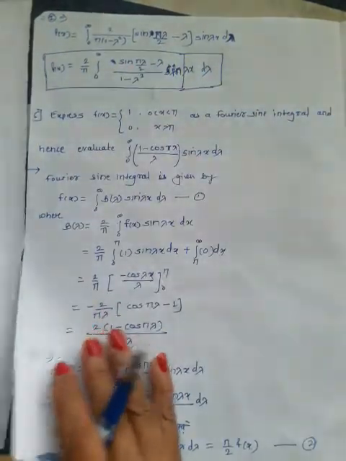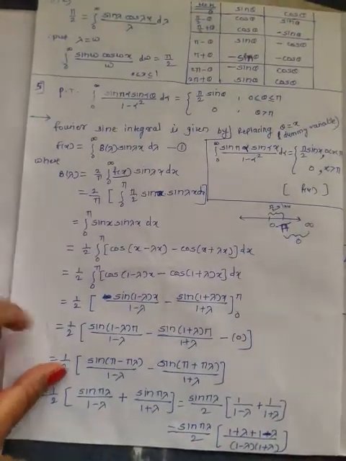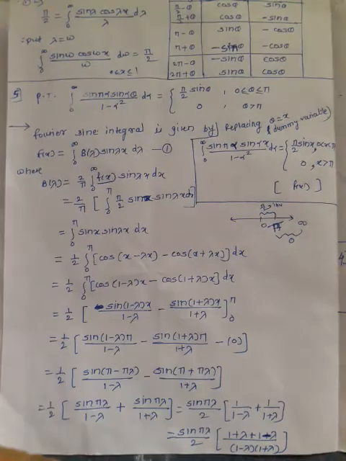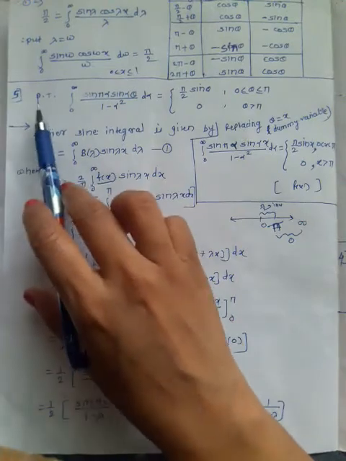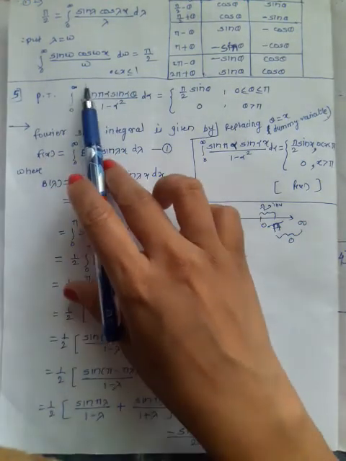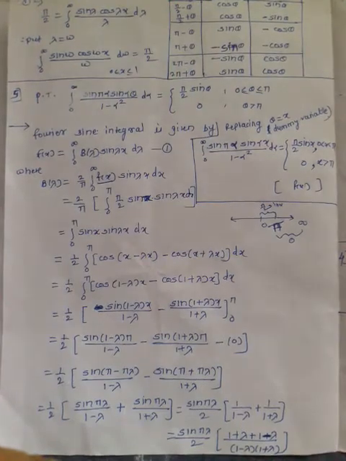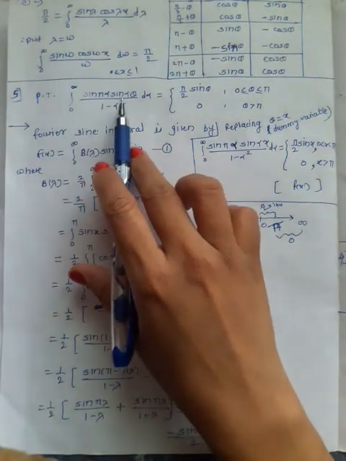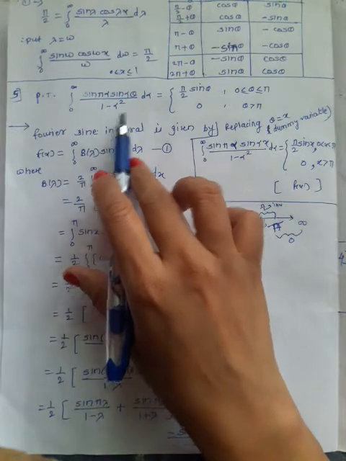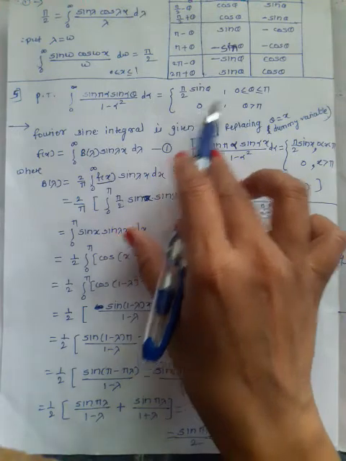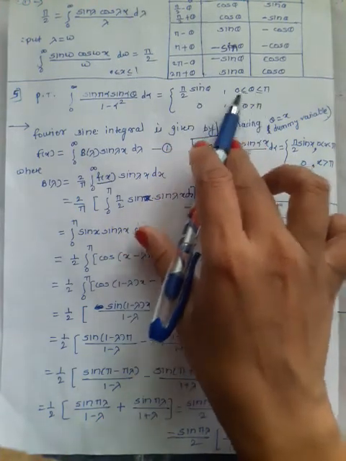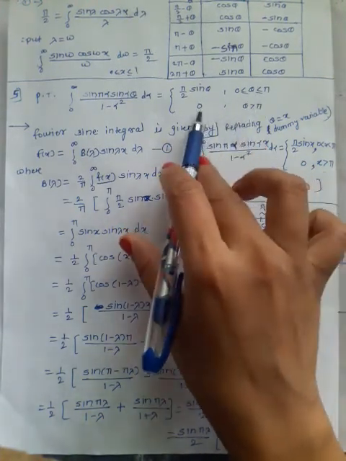Now let us move to the next example, the fifth example of the chapter. Prove that the integration 0 to infinity sin(pi alpha) sin(alpha theta) upon 1 minus alpha square into d alpha is equal to, this is the function, pi by 2 sin theta when theta lies between 0 to pi, and for theta greater than pi it is 0.